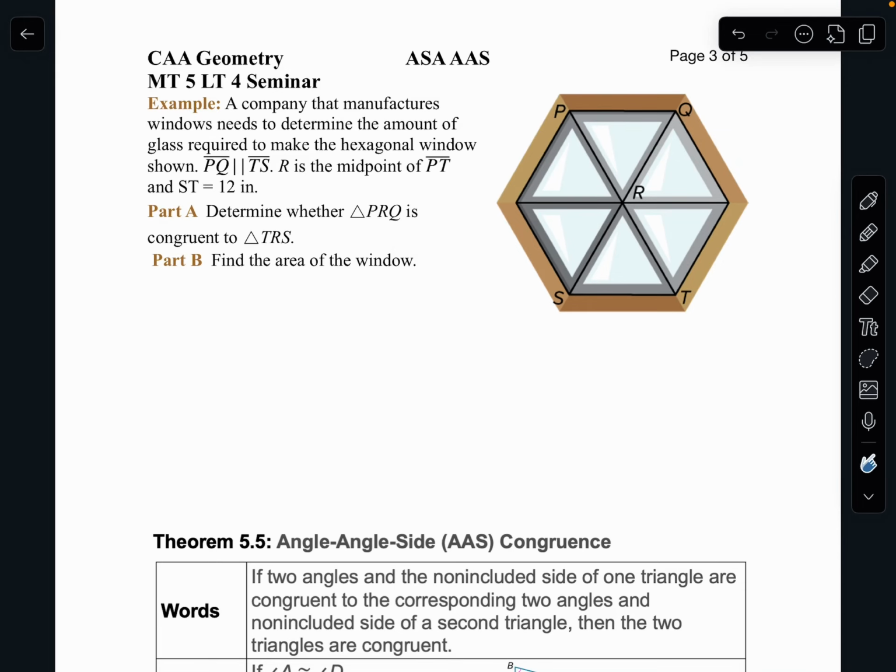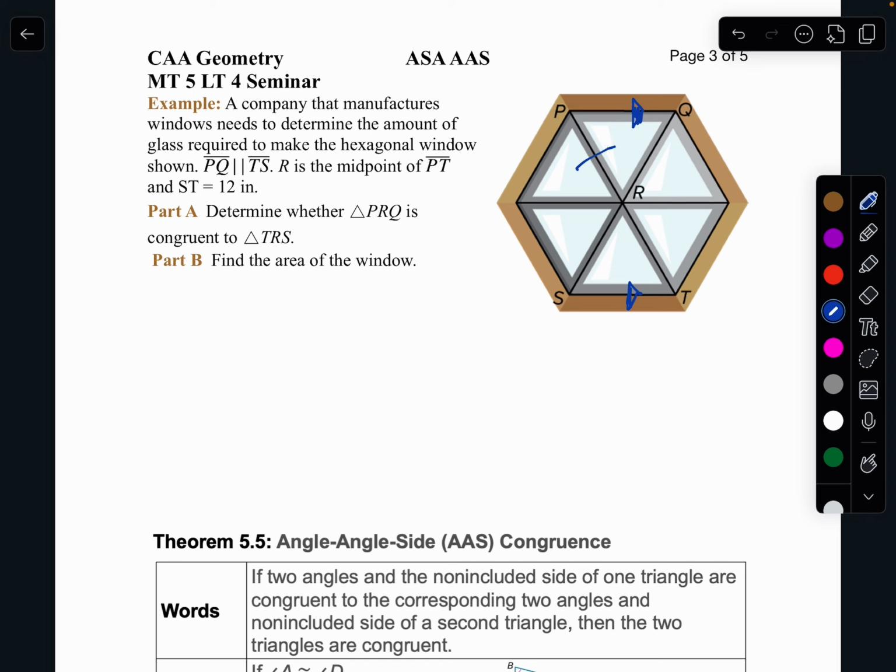In an example here, it says a company manufactures windows and needs to determine the amount of glass required to make hexagonal prisms or hexagonal windows. We're told PQ is parallel to TS. So let's mark that. We know PQ is parallel to TS.